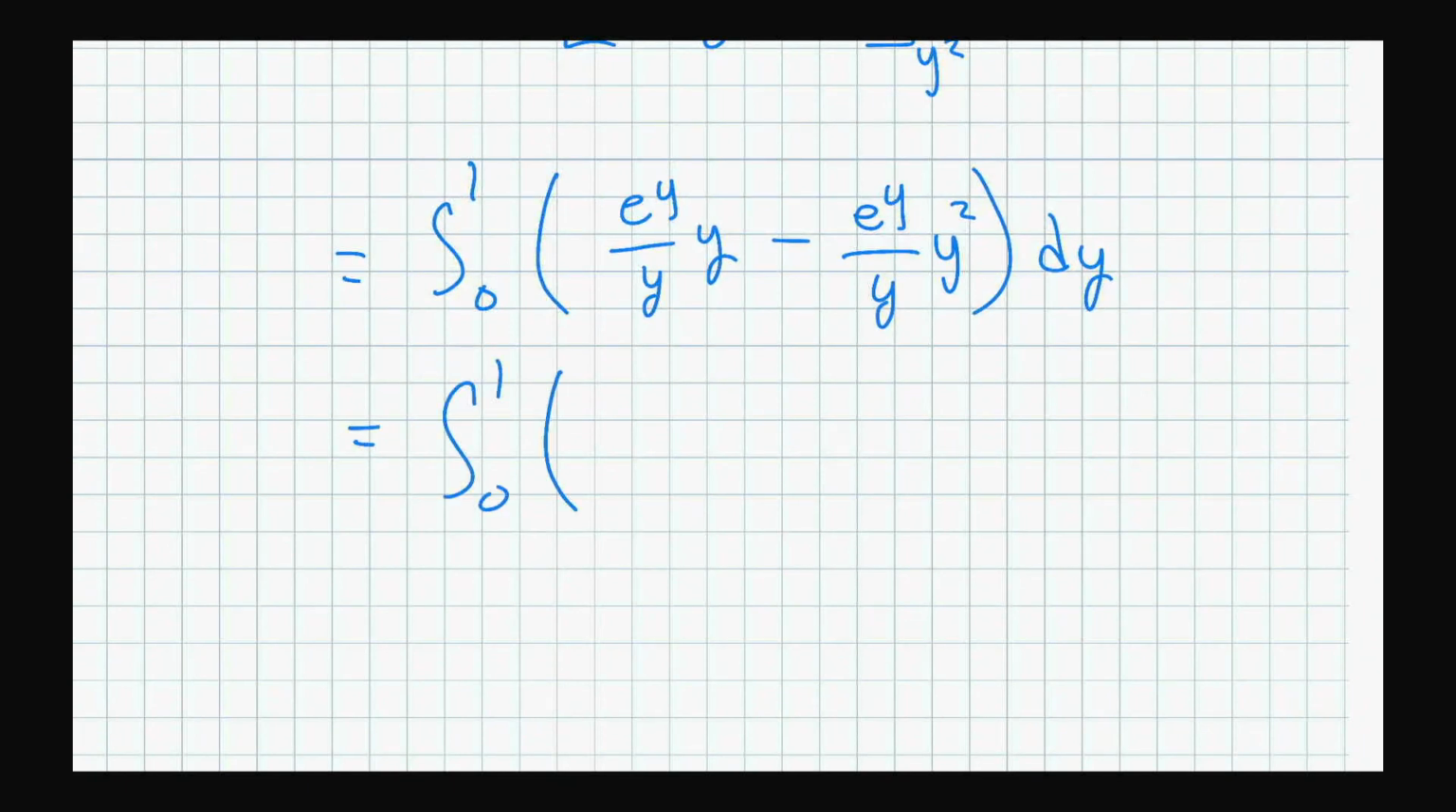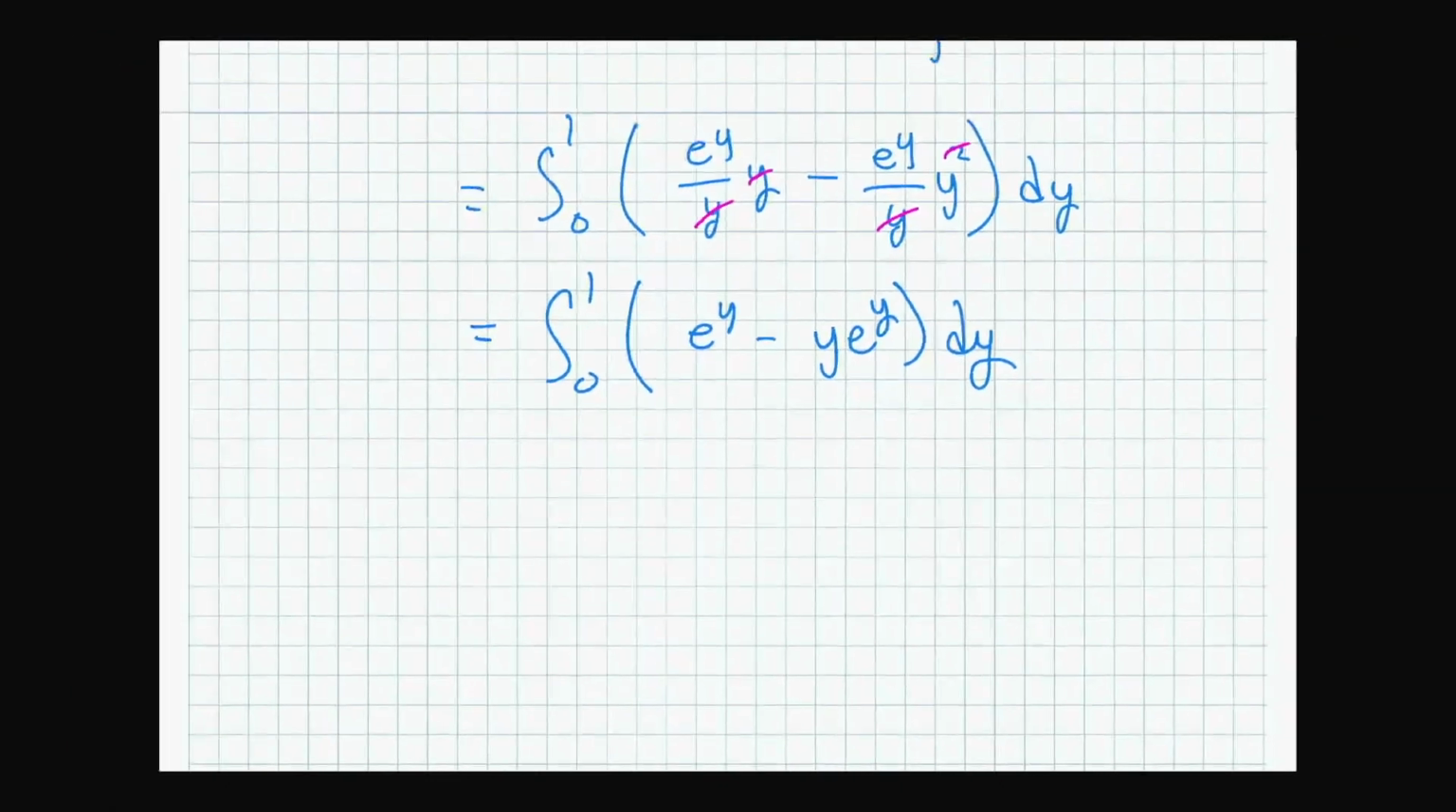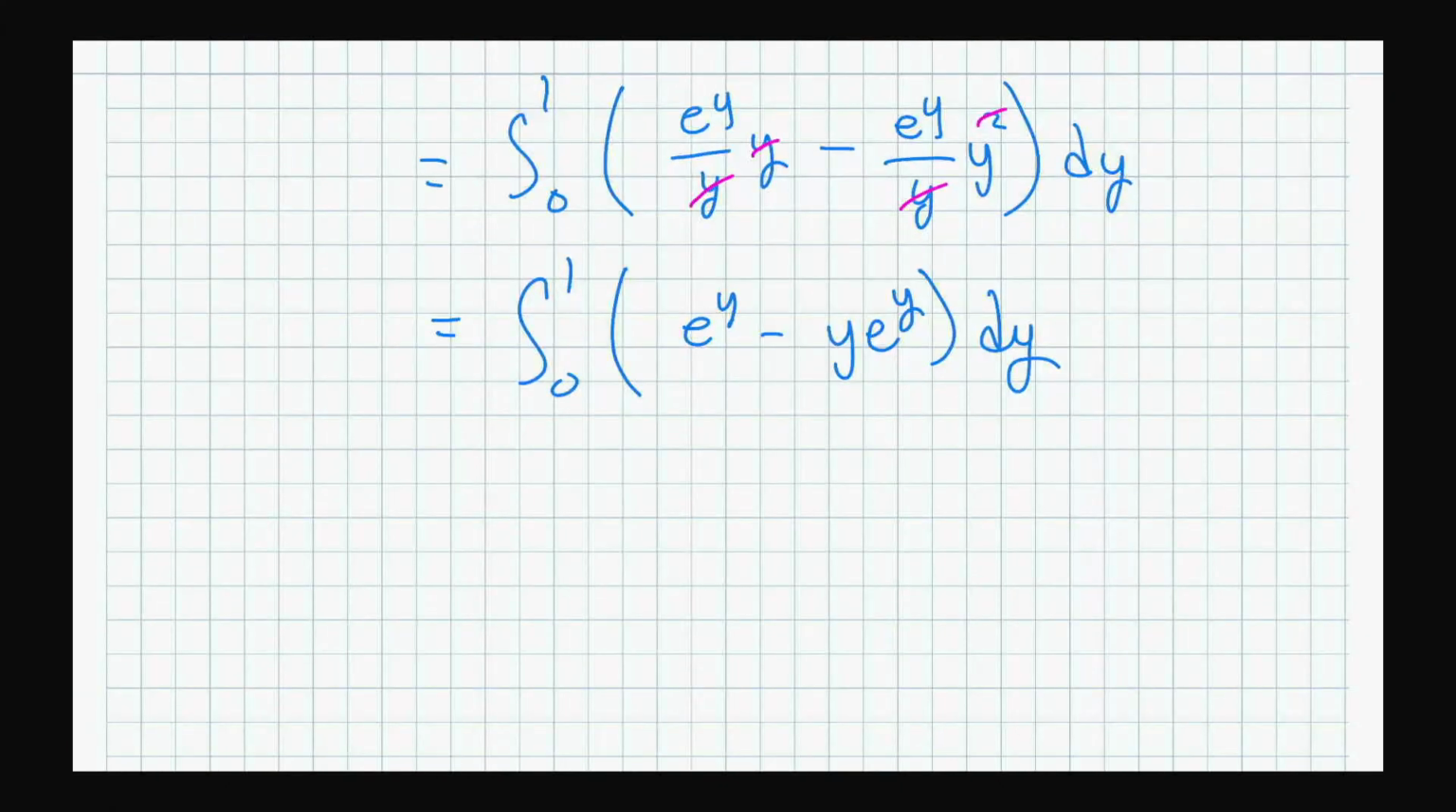0 to 1. We do a little bit of canceling here. Cancel, cancel, cancel, cancel. We end up just with e to the y, and then here we end up with y e to the y dy, right? And so we were able to do that integral, and we're able to do this integral too. So we can do this one.